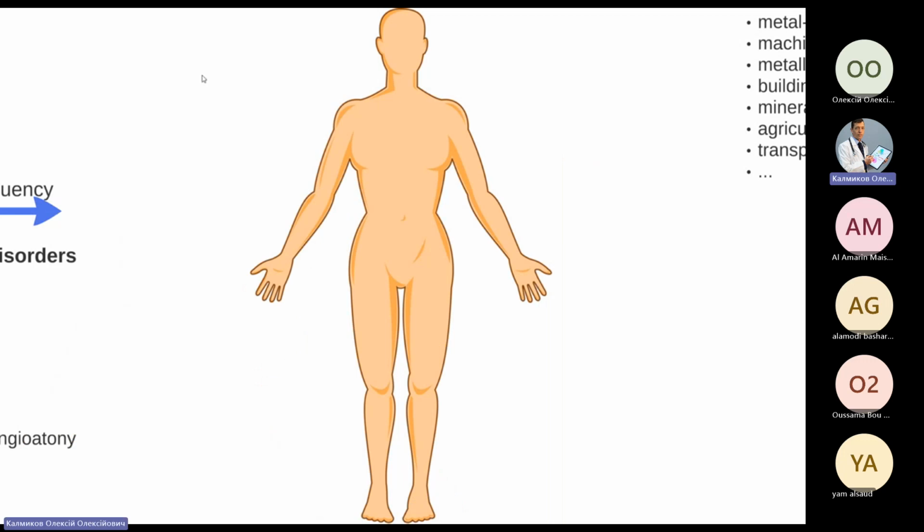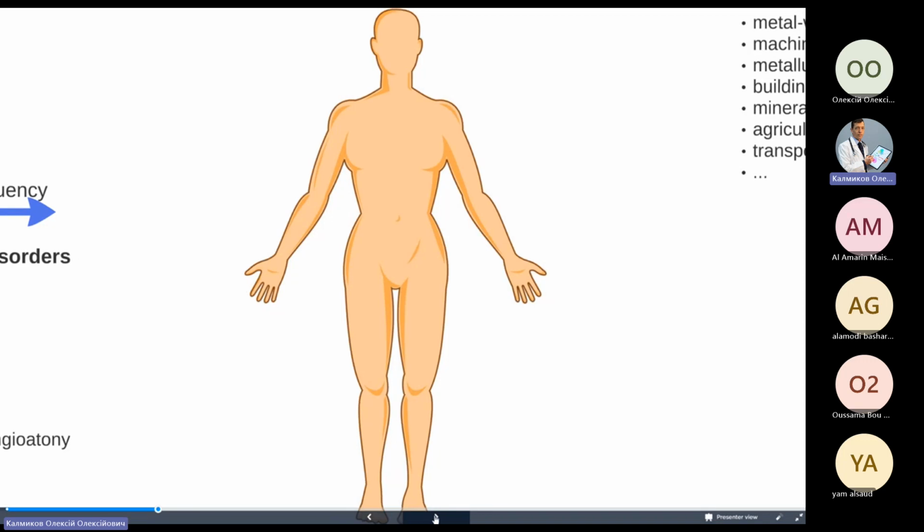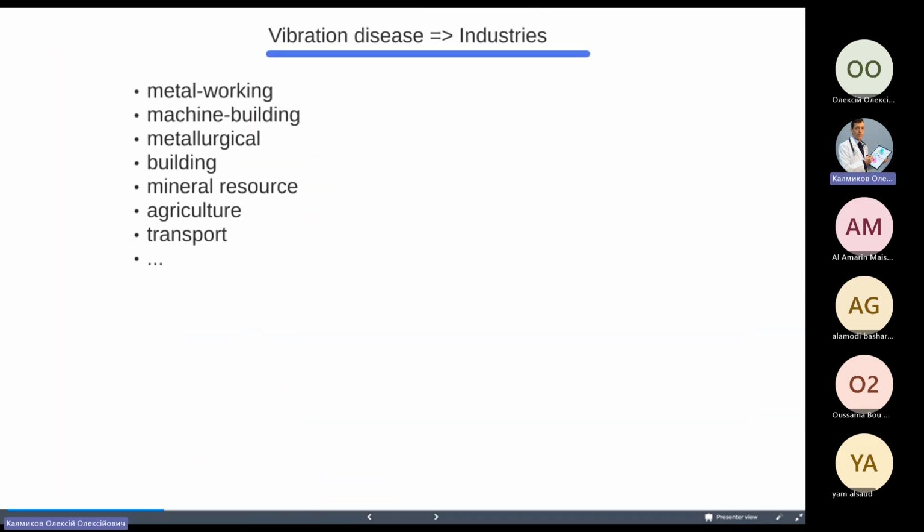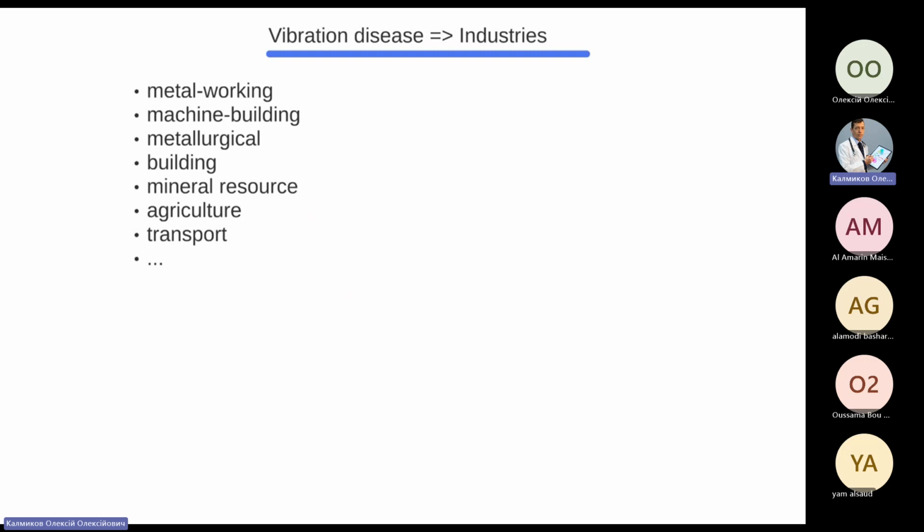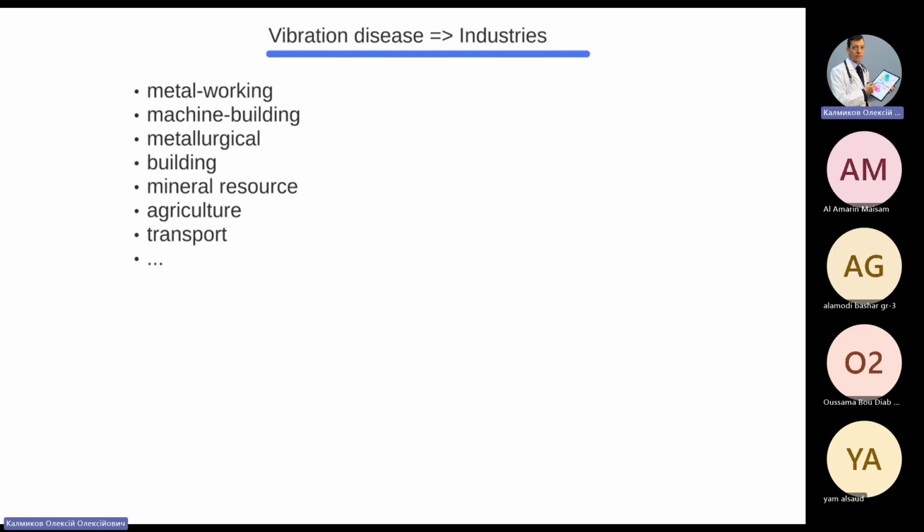So let's continue with the rest of our material for the lecture. Industries in which there is a relatively higher risk of development of vibration disease. These industries include metalworking, machine building, especially foundry departments of machine building industry, metallurgical, of course, construction and the production of building materials, right? Mineral resource, and agriculture, transport, road workers, tunnel workers, etc.